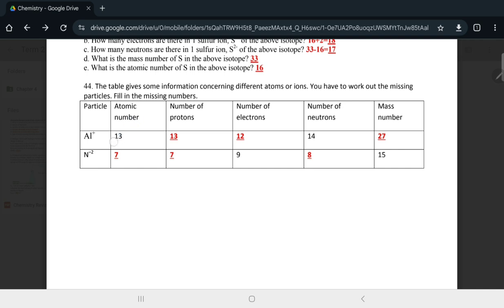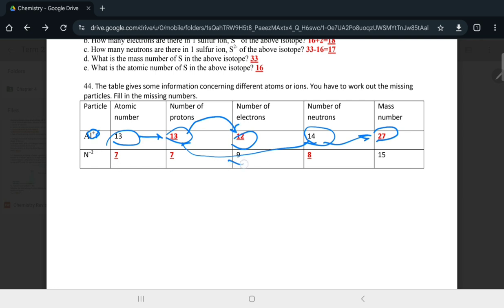Okay. The atomic number is 13, so the protons is going to be the same as the atomic number. And they gave you the neutrons, which is 14. So to find the mass number, you do 14 plus 13, which will get you 27. Now, the number of electrons is the same as the number of protons, but since here it's positive, that means you do 13 minus 1, which will get you 12.